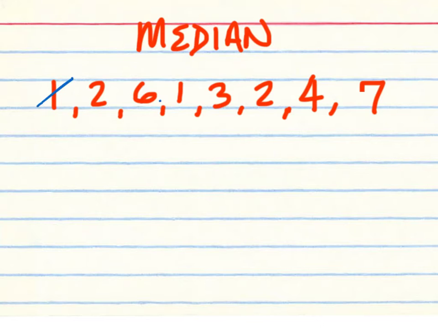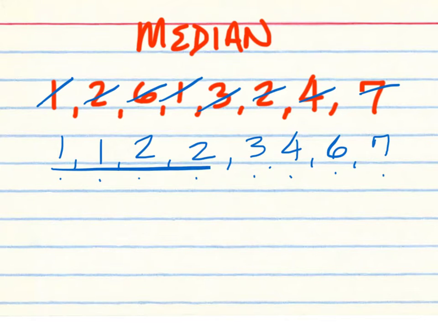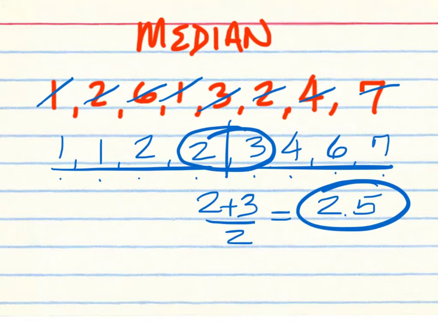Put these in order, 1 and 1, and then a pair of 2s, and then 3, 4, 6, and 7. You have 1, 2, 3, 4, 5, 6, 7, 8 numbers again, 4 on each side. Find the middle, add the 2 numbers together, and divide by 2. Median is 2.5.